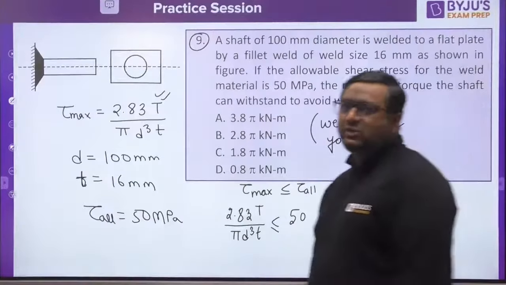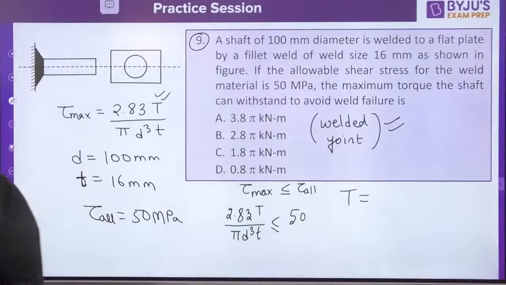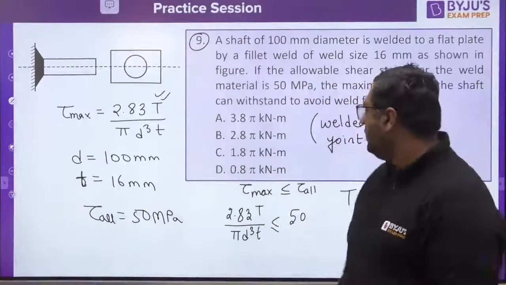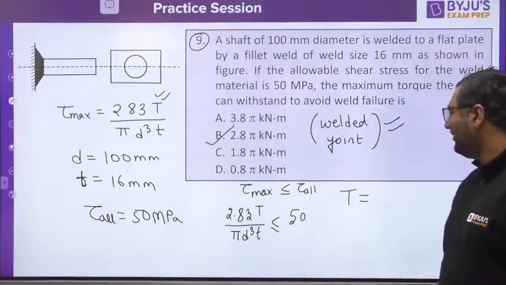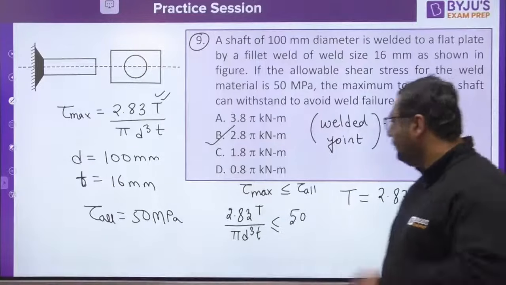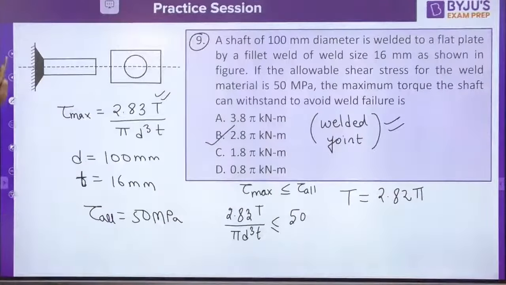So Captain Raj is saying B. Loga Vignesh is saying B. Rohan is saying B. I am also saying B. Okay. So answer is 2.82 pi. Very good, guys. So B is the answer for this for sure. Let us move to the next question.